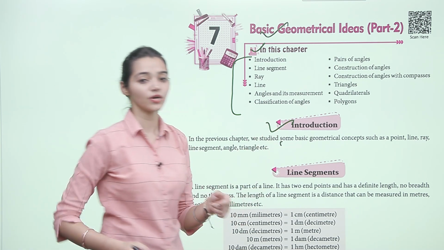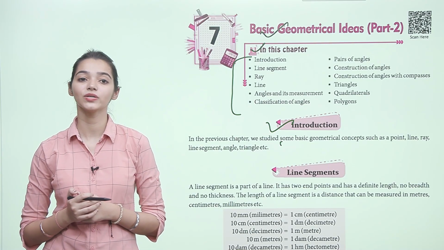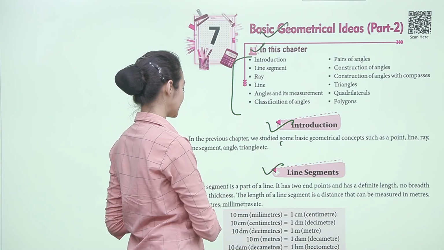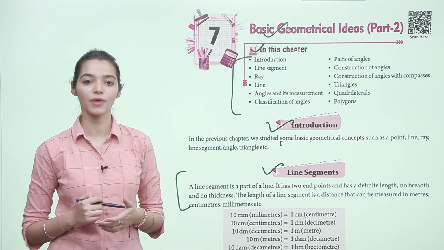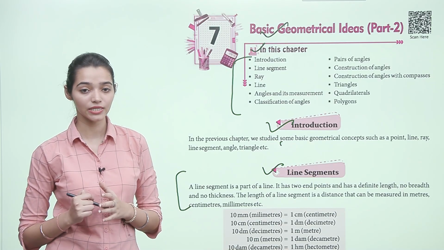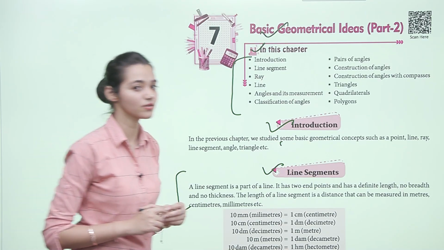Let's start with the introduction. Now in the previous chapter we have studied some basic geometrical concepts such as point, line, ray, line segment, angle and triangle. Now let's start with the line segment. A line segment is a part of a line. It has two endpoints and has definite length, no breadth, no thickness, and the length of a line segment is a distance that can be measured in meters, centimeters or millimeters.